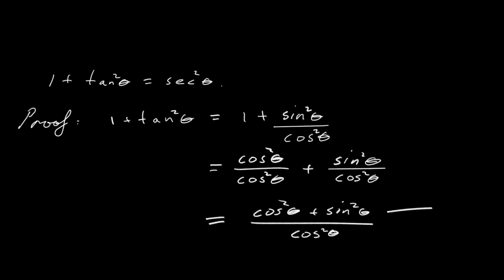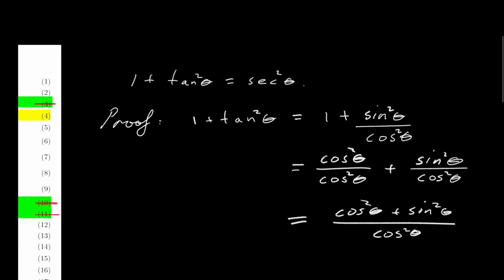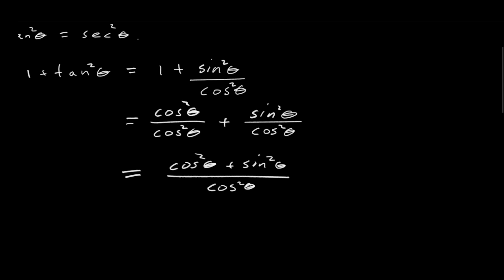And now in the numerator, you might recognize that expression as the Pythagorean identity. That's identity number 3, which we have already proven. This one here, which says that the sine of theta squared plus the cosine of theta squared equals 1. Well, that's what we have in the numerator. So the numerator is really just 1.